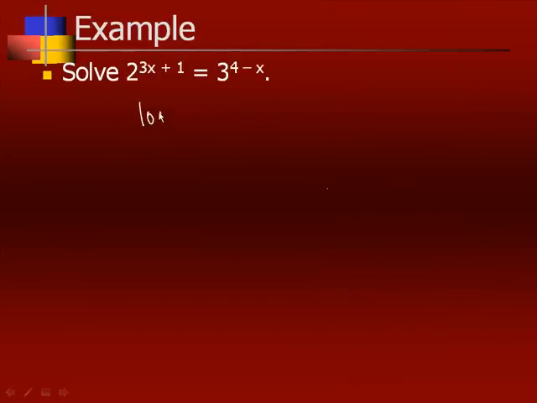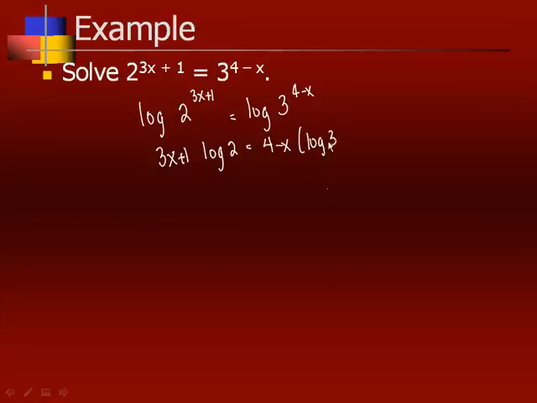Okay, let's take the log of both sides. So we get the log of 2 to the 3x plus 1 is equal to the log of 3 to the 4 minus x. Now, the power rule says let's bring our 3x plus 1 around, so we get 3x plus 1 times the log of 2 is equal to 4 minus x times the log of 3.